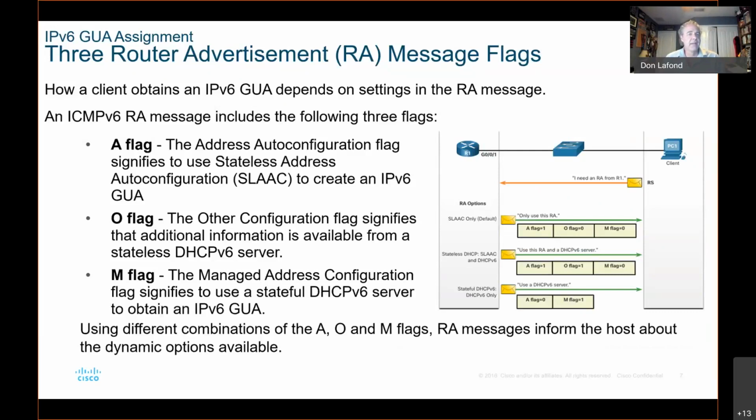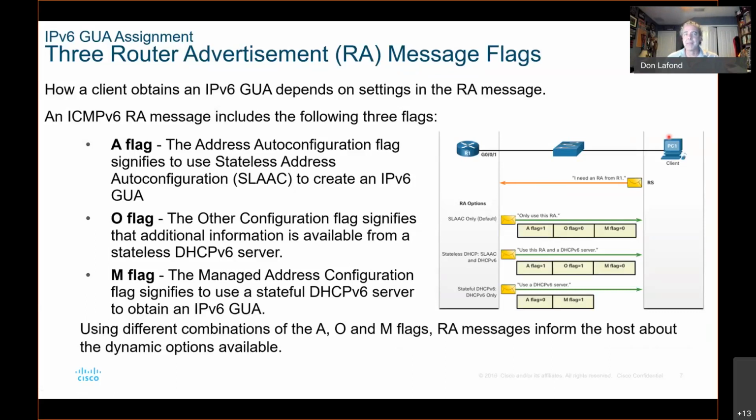The O flag, the other configuration flag, signifies that additional information is obtainable from a stateless DHCPv6 server. So the host is going to use some of the information it gets from the router to be able to create its own address, but then the host is going to reach out to a server, and I'll show a picture of that in a moment, and the server is going to give it things like its domain and DNS server and the other information that we learned in IPv4, same thing.